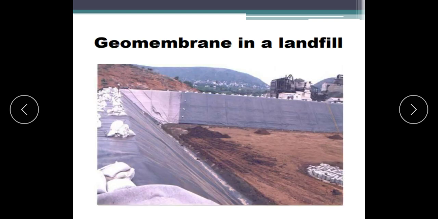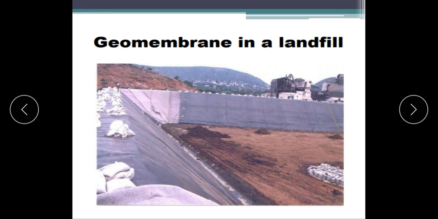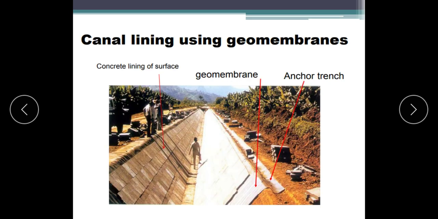So geomembrane in landfill: this is the side slope of the landfill. When there is a complete fill of the solid waste in the landfill and water comes in contact with the waste solids, there will be production of leachate. Leachate should not go out of this landfill. To avoid that, we are providing these lining systems. Below also we are providing the lining system. This is the under construction stage.